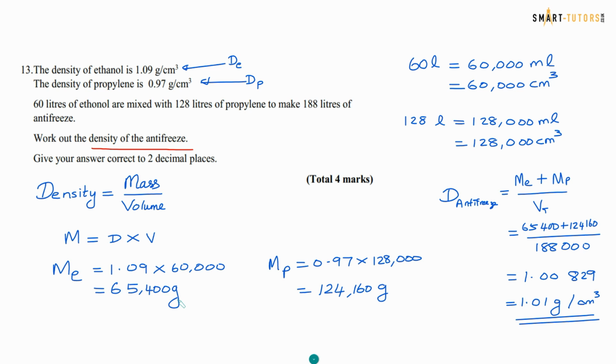So you add them up and the total volume is 188,000. So easily you press the calculator and get the answer. The density of the antifreeze is 1.01 grams per cubic centimeter. So separately you find the mass, add them up, and divide by the total volume.